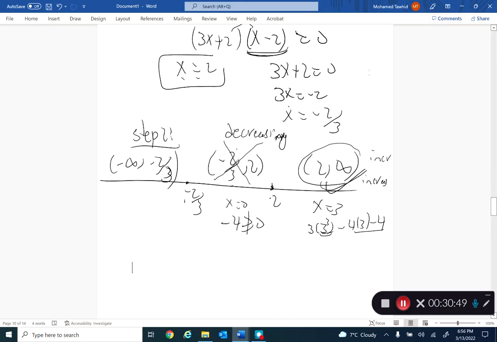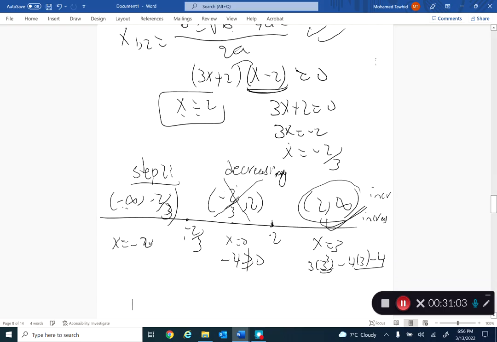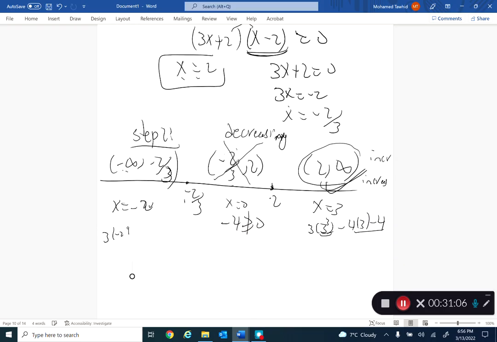Now take x between minus infinity and negative 2/3. If we take, say, negative 2, and replace x by negative 2, what do you have? You have 3 times negative 2 squared, minus 4 multiplied by negative 2, minus 4. If I simplify this, 3 multiplied by 4 gives 12, negative times negative gives plus 8, and minus 4. So 20 minus 4, you get plus 16. So it turned out this interval also is increasing.